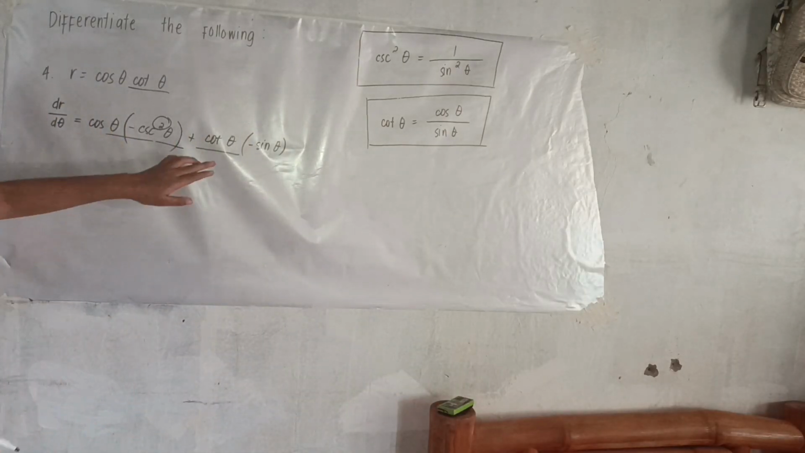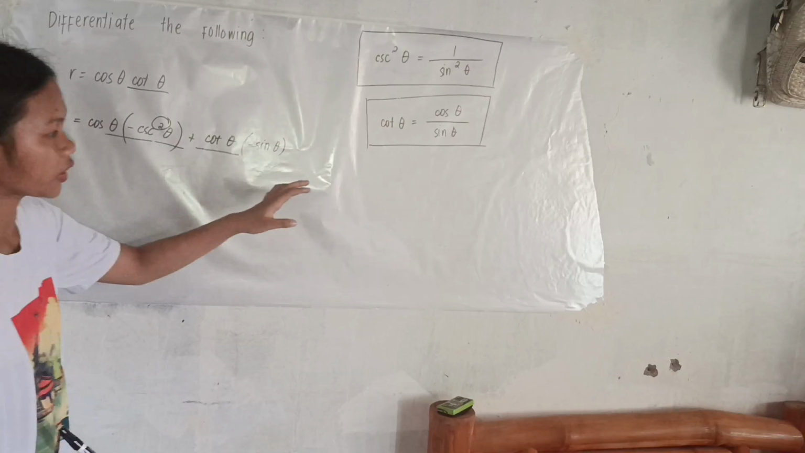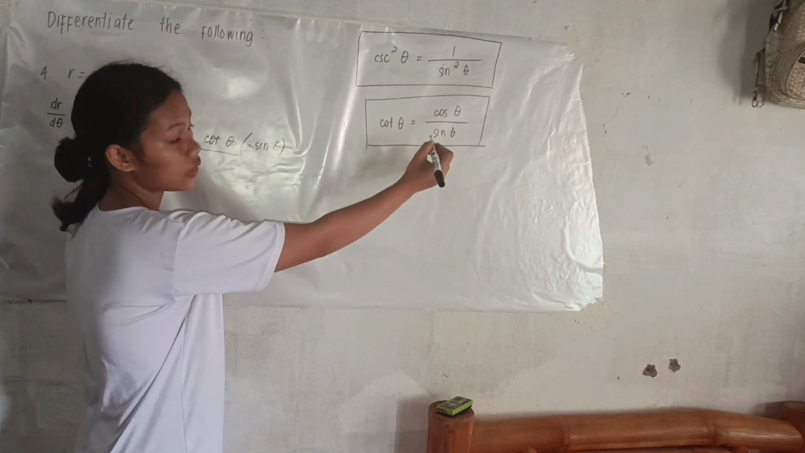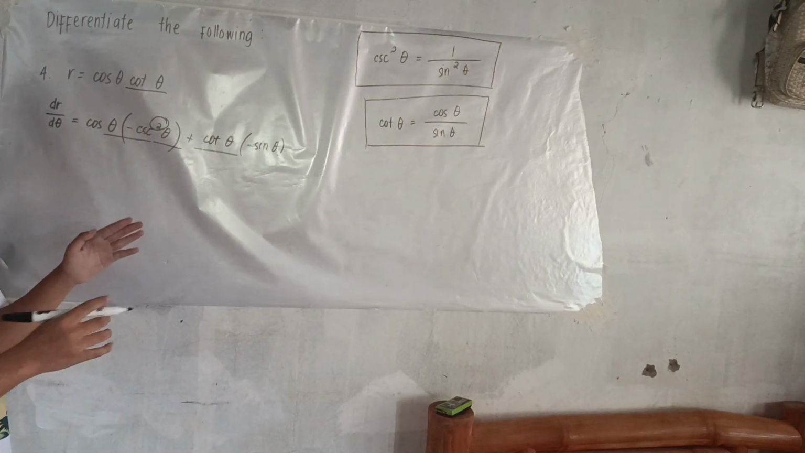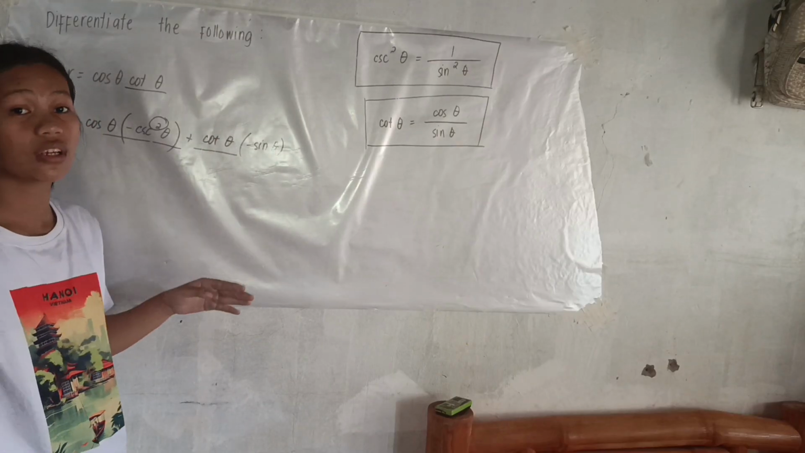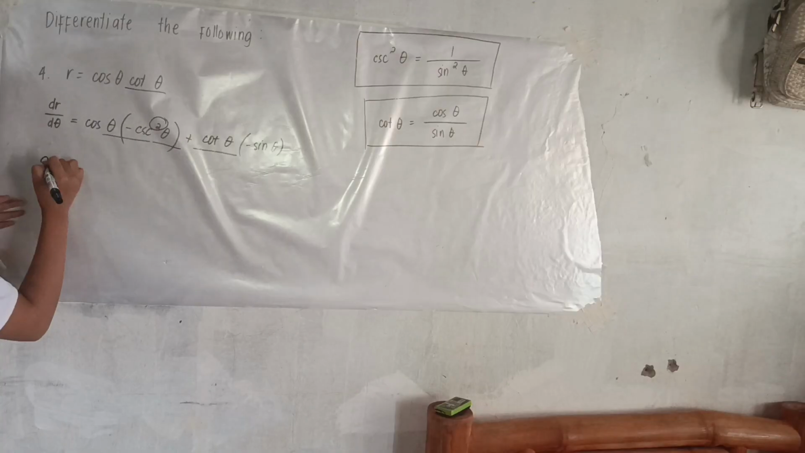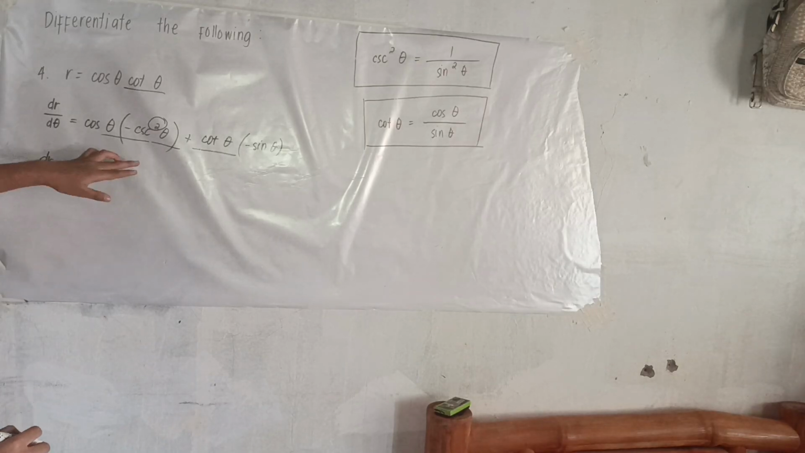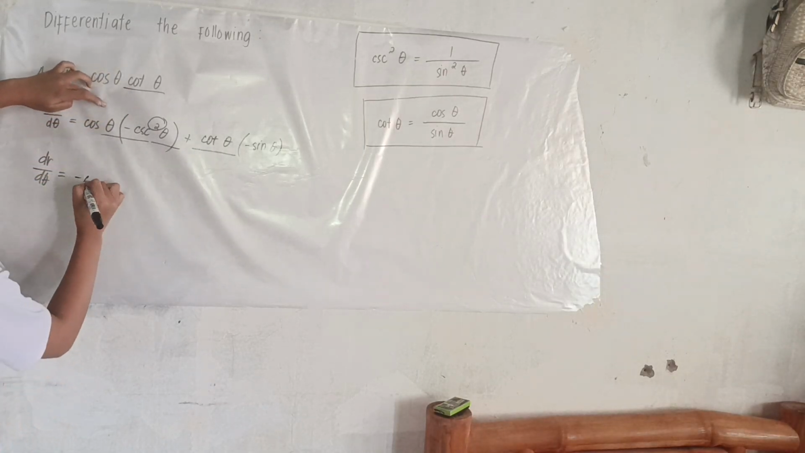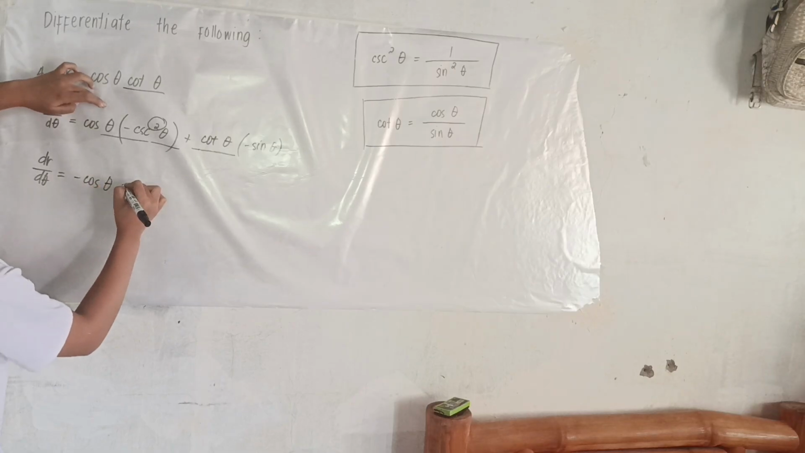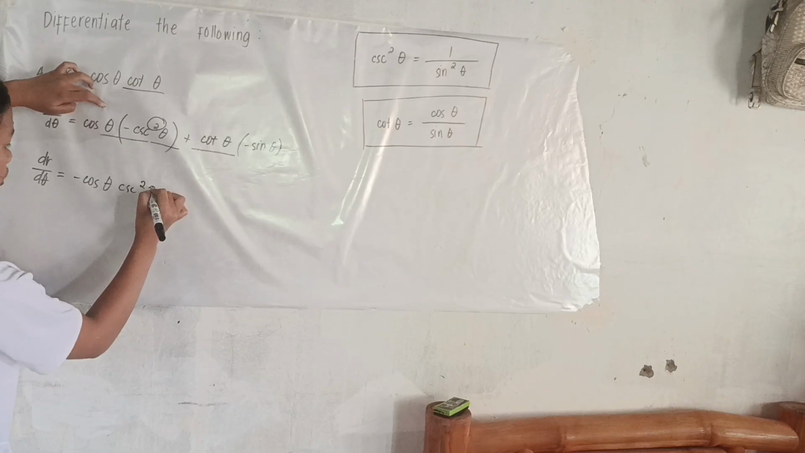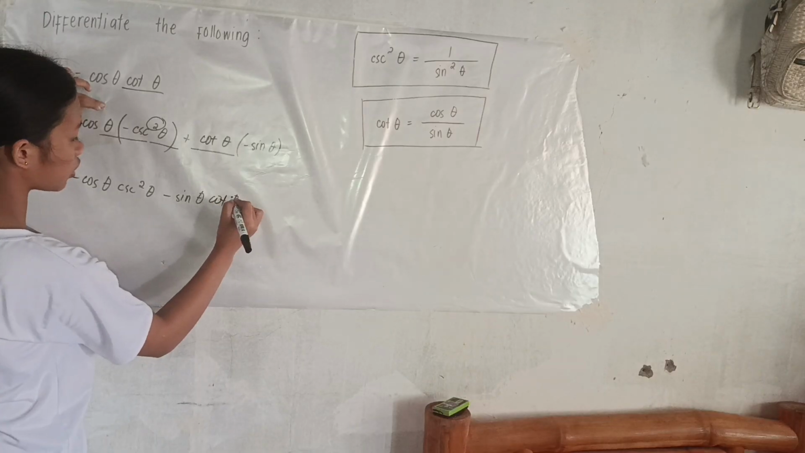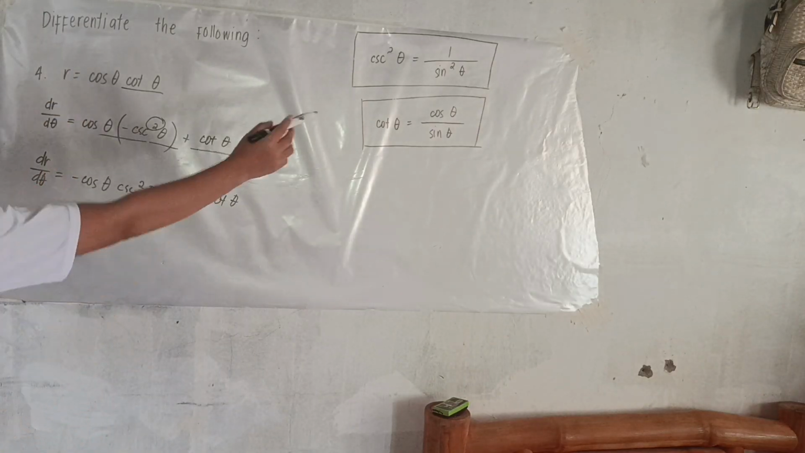And for cotangent theta, its equivalent identity is that cotangent theta is equal to cosine theta all over sine theta. We will use these identities to simplify the derivative. So let's simplify: negative cos theta cosecant squared theta minus sine theta cotangent theta. Now we use the identities.